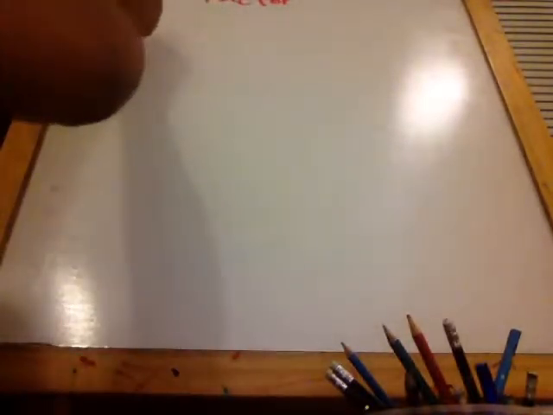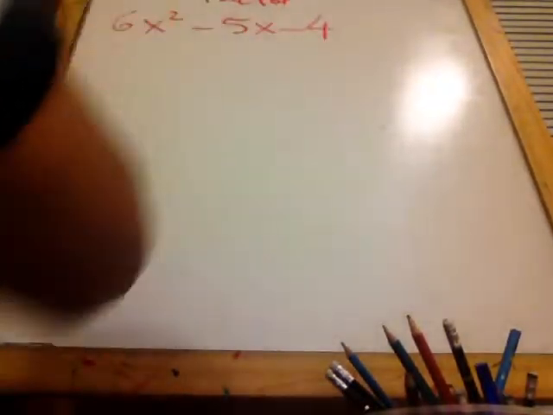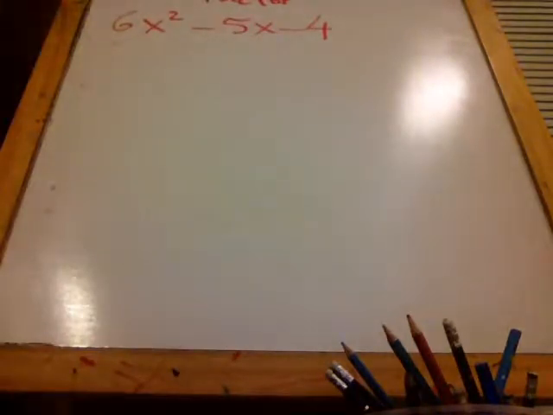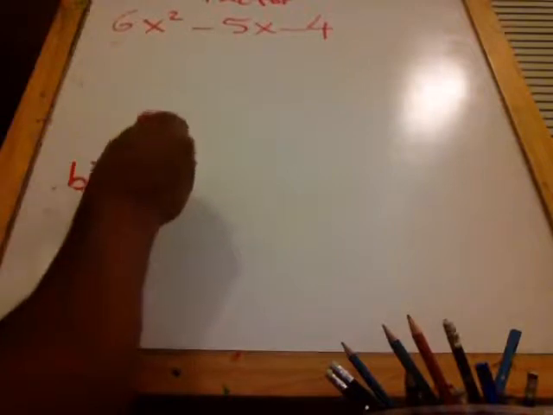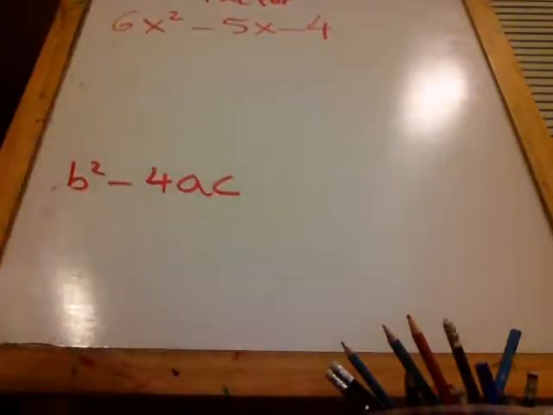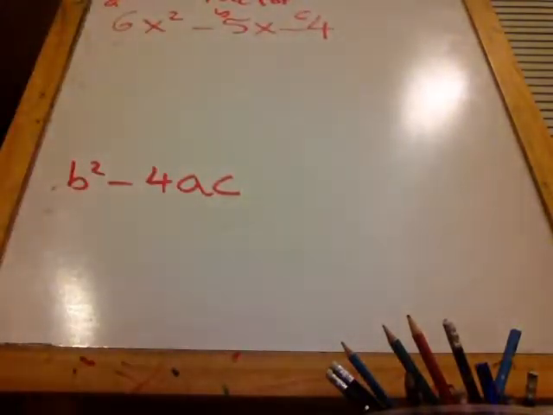Let me go for 6x squared minus 5x minus 4. This seems to be a little bit of a hard trinomial, so I'll go for the discriminant, b squared minus 4ac. This is my a, this is my b, the coefficients, and this is my c.